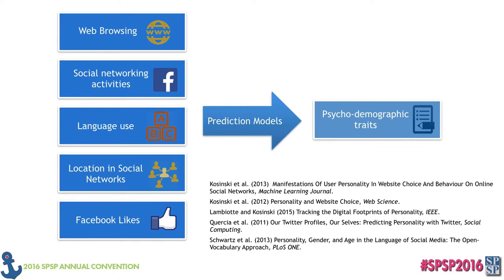My personal focus is on looking at how digital footprints relate to psychodemographic traits, and especially personality, but also other traits like intelligence, happiness, demographic traits like race, age, gender, but also sexual orientation or political and religious views. And I've conducted quite a few studies with my amazing collaborators. We looked at web browsing, social networking activities, language use, location within someone's egocentric social network, and my weapon of choice, Facebook likes, obviously. And it seems that basically your individual psychological traits are very highly related to the digital footprint that you're leaving behind, which is great for a few reasons.